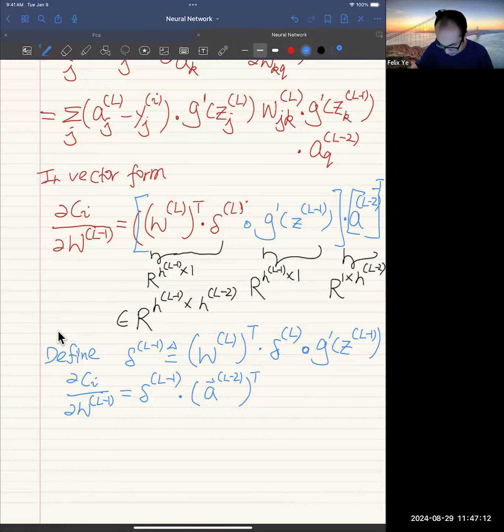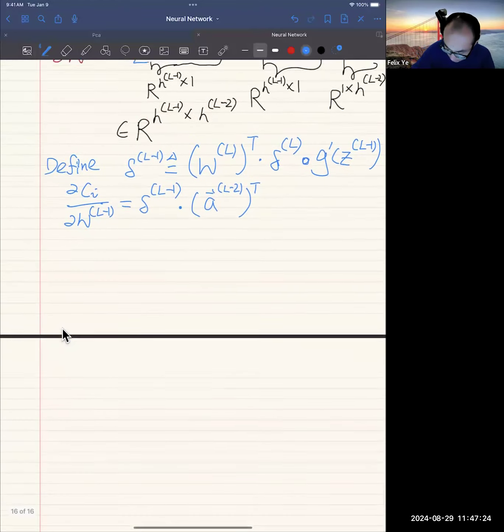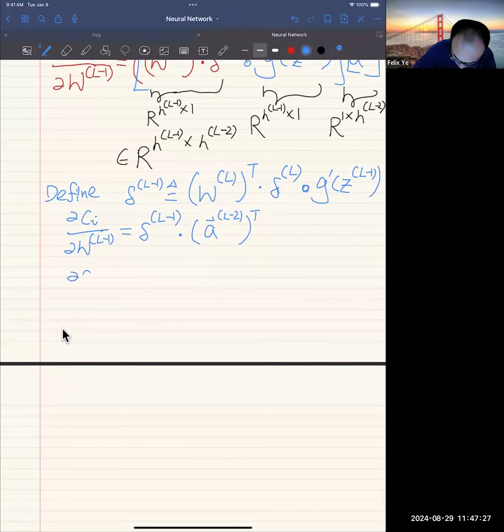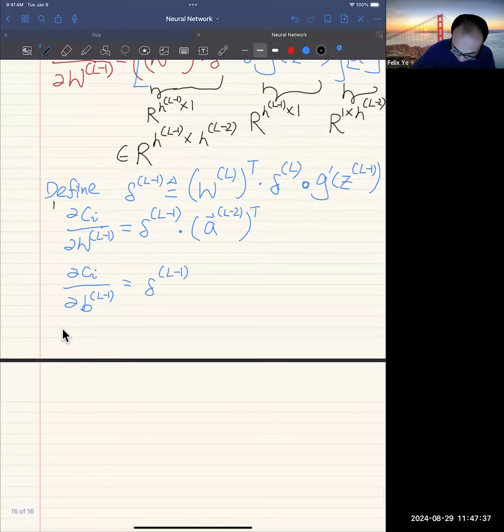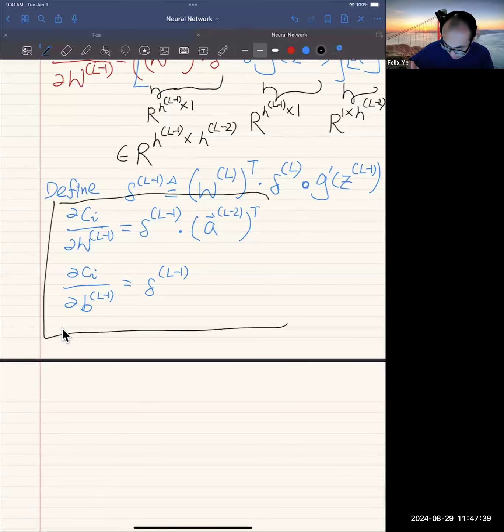Okay, so that is everything for the... and take the derivative with respect to W. You can do similar things for the weight. For the weight, it is basically partial C_i, partial W_{L-1}. It's nothing but just delta_{L-1}. Right, so this is actually the vectorized version.